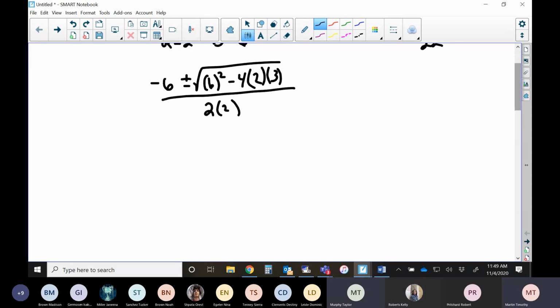Negative 6 plus or minus the square root of 36 minus, that's 8. 8 times 3 is 24. All divided by 4.